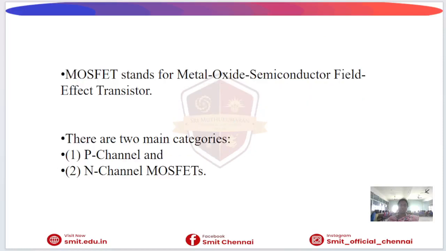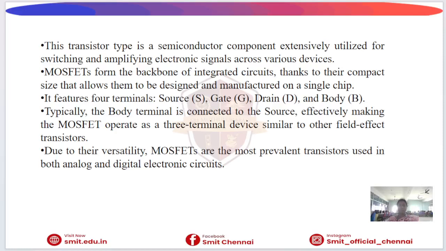Next is the types of MOSFET: the N-channel MOSFET and the P-channel MOSFET. In the N-channel MOSFET, the current conduction occurs through electrons. The advantages are faster operation, higher mobility, and it is most commonly used. Next is the P-channel MOSFET, in which the current conduction occurs through holes. The advantage is simpler high-side switching in some circuits.